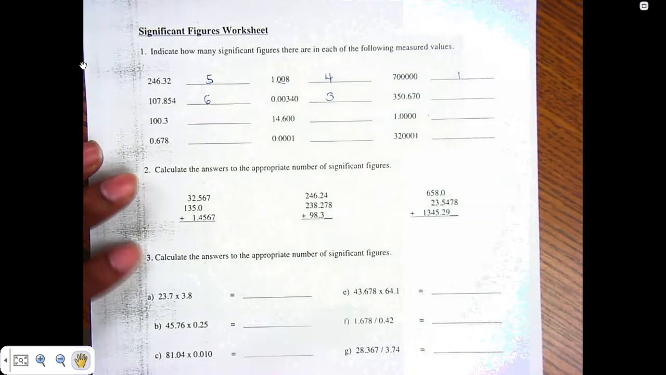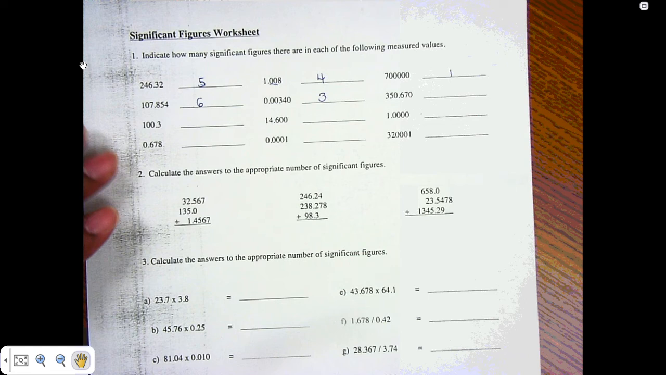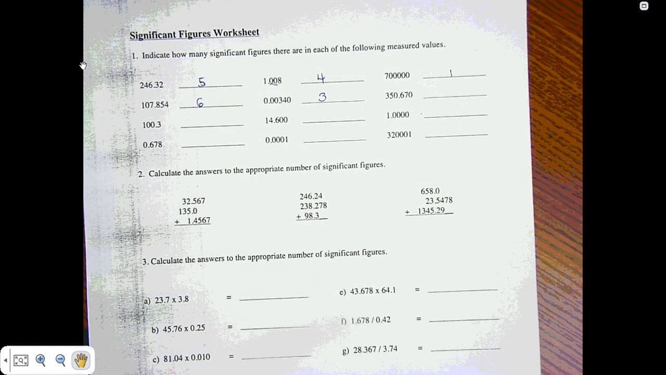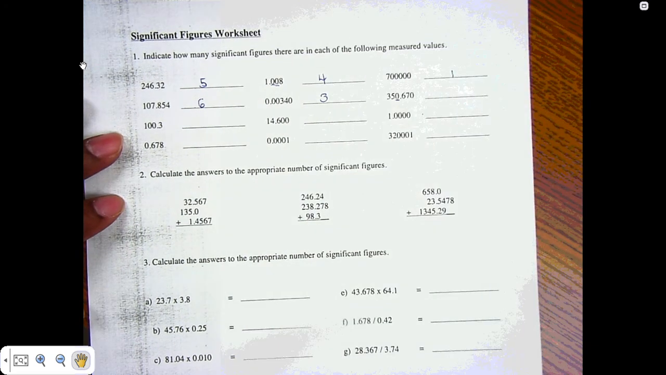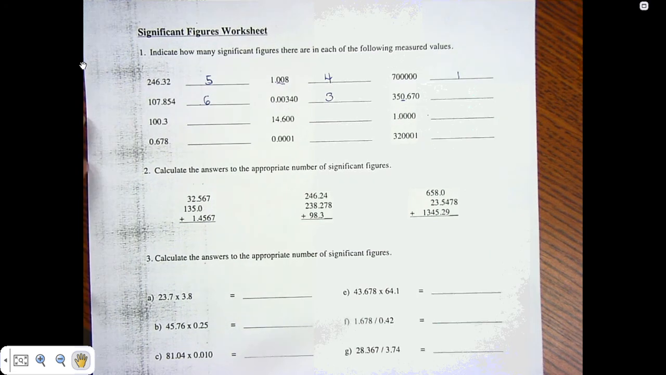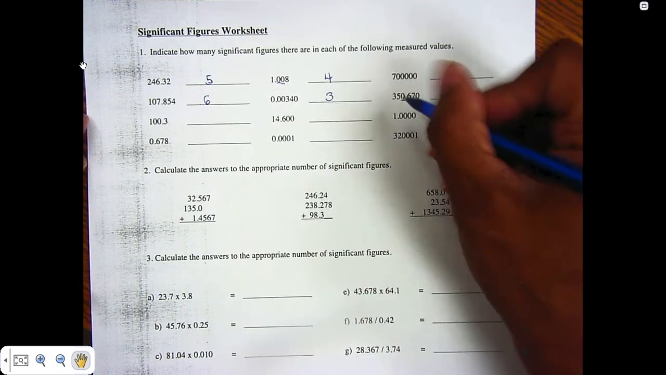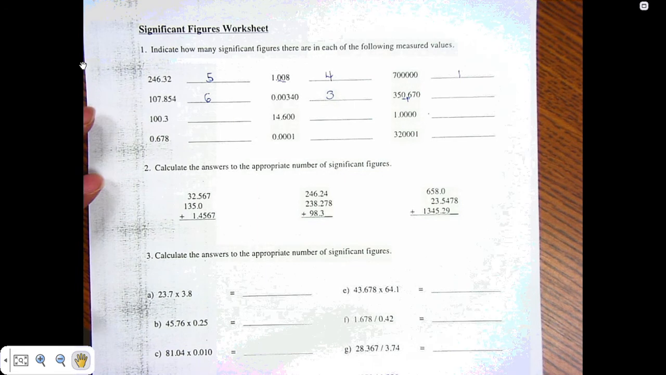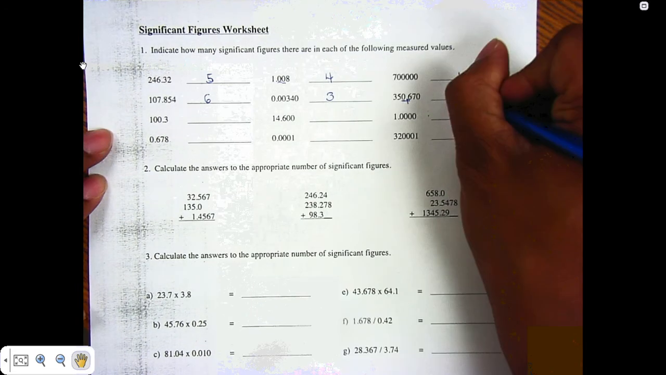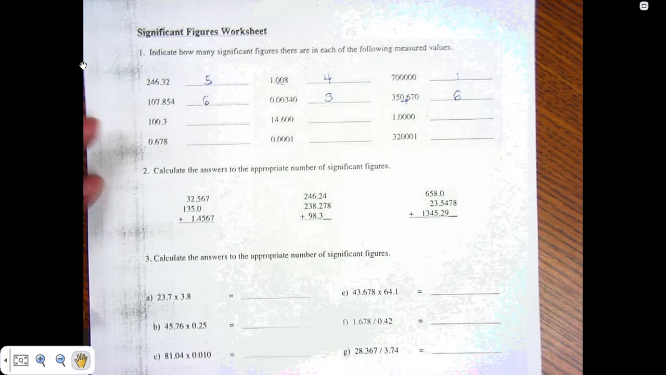Now, looking onward, if we look at this 350, one of the zeros is sandwiched between the 5 and the 6. That makes this 0 significant. Now the 0 to the right of that 7 is significant only because of this little guy here, a decimal point. And it's important. So when you add up all these, you end up with a grand total of 6 significant figures.